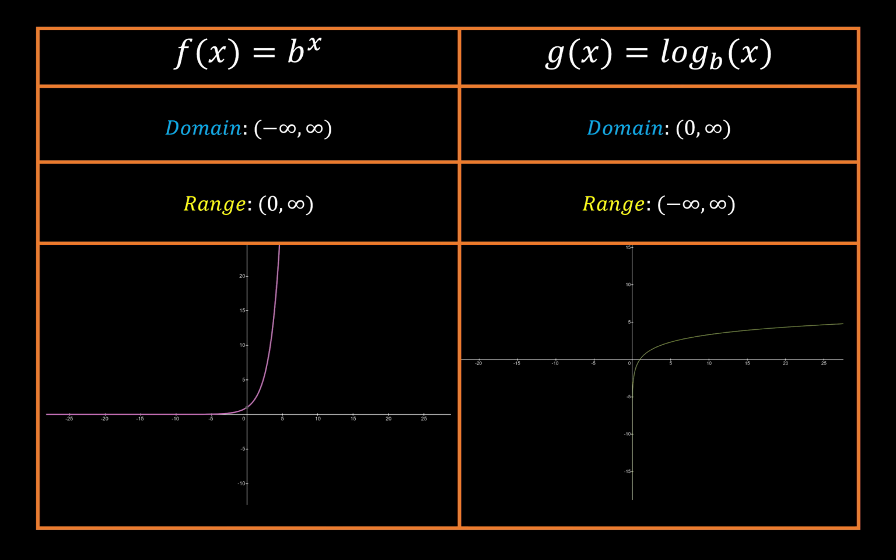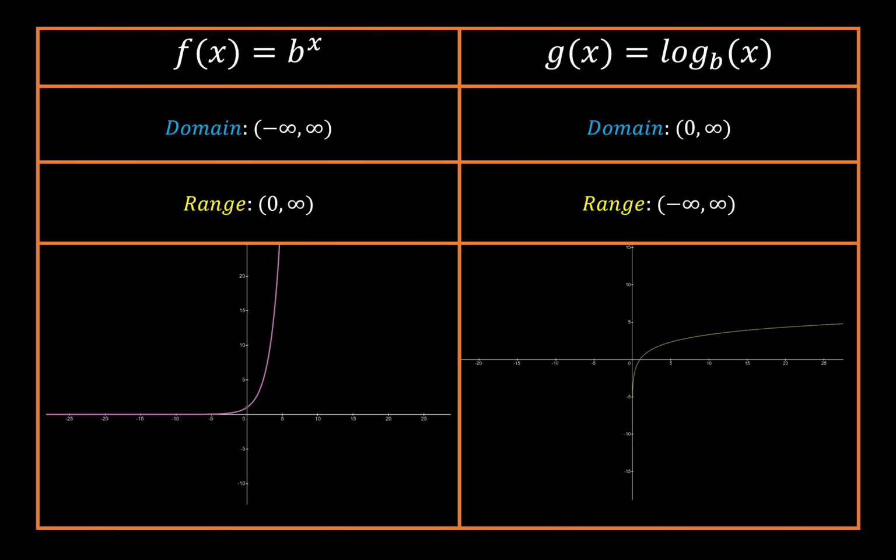If you remember from the inverse video, we mentioned that the inverse of a function has a graph that is the graph of the original function, just flipped over the y equals x axis. We also stated that the domain and the range also switch for the inverse. So the domain of a log function of this form is the set of real numbers greater than 0, and the range would be the entire set of real numbers.